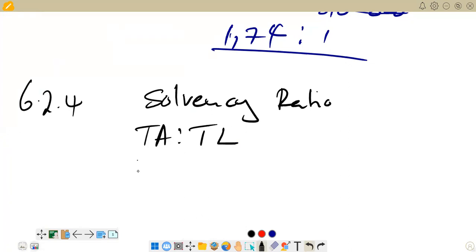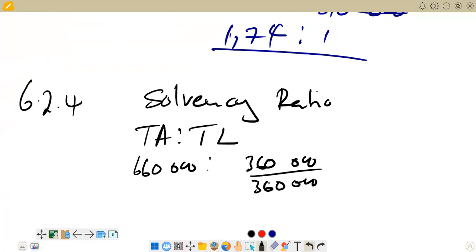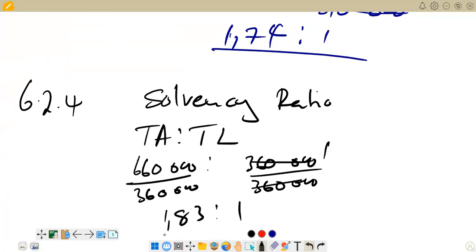So we are saying 660 to 360. And again, this side divided by 360 so that this one becomes 1, and also this side divided by 360. Then if you do that to two decimal places, it becomes 1.83 to 1. So this is what we have in terms of solvency ratio. And this is the last part of our question.